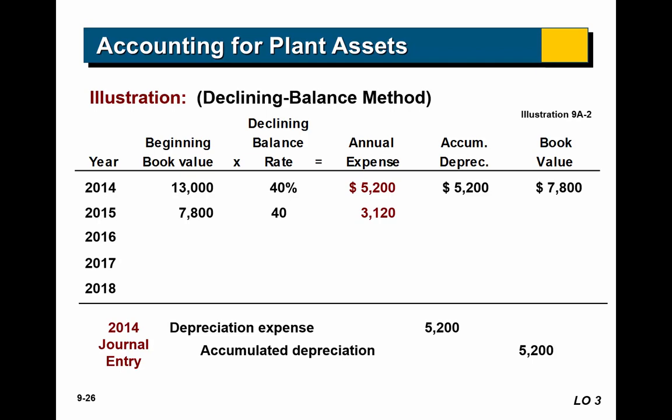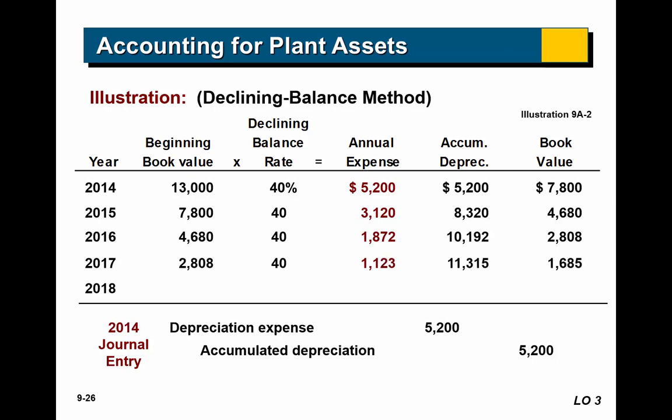So now we'll have 40% of the beginning book value of $7,800, which is $3,120. The accumulated depreciation is always whatever depreciation has already been expensed plus the new stuff this year. So $8,320 in accumulated depreciation, a book value of $4,680. In the third year, we have $4,680. Multiply that by 40%. We're going to have an expense of $1,872. Add it to make the accumulated depreciation, and there's our new book value. Next year, same process, times 40%. Now you see why it's called the declining balance method, because we're multiplying that rate by the balance that's declining each year. In the last year, we do something different.